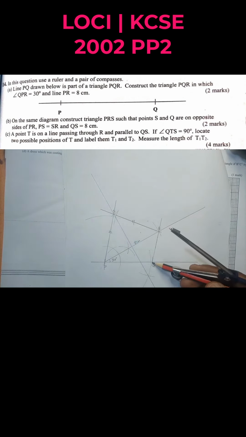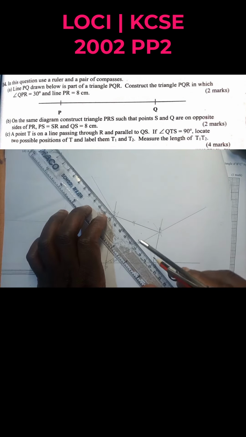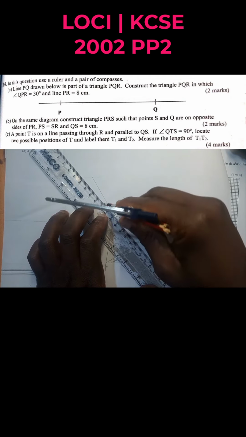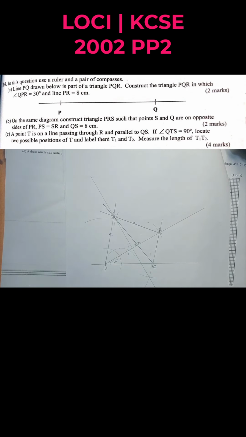And then we have QS being 8. So we can join Q to S. That is Q to S, that is 8 centimeters. That is all on that. So we have triangle PRS. It is there. That is an isosceles triangle.